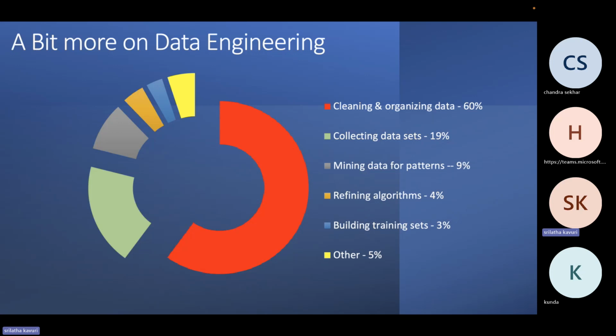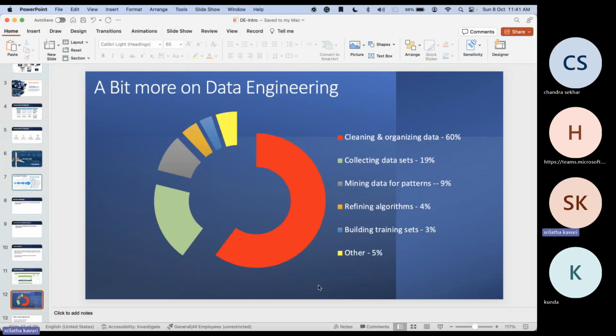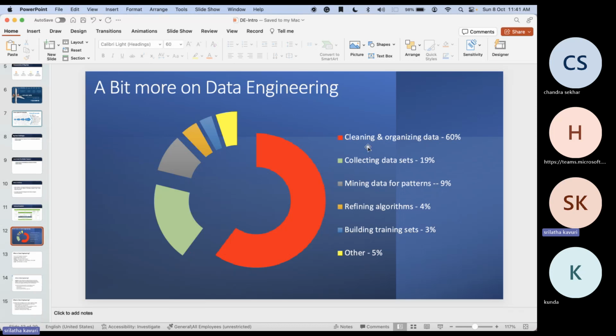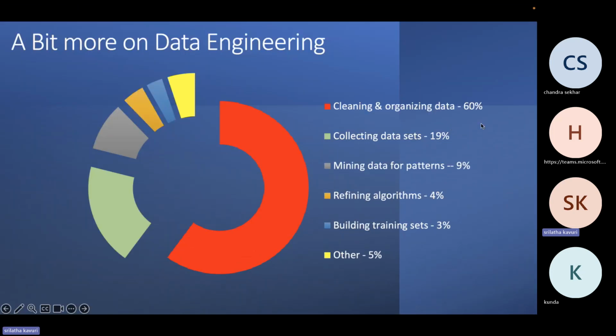Now let's understand what a data engineer does basically. A data engineer most of the time deals with data analytics projects. They'll be cleaning and organizing the data, collecting the data and mining the data, refining the data for the algorithms, and building training data sets.